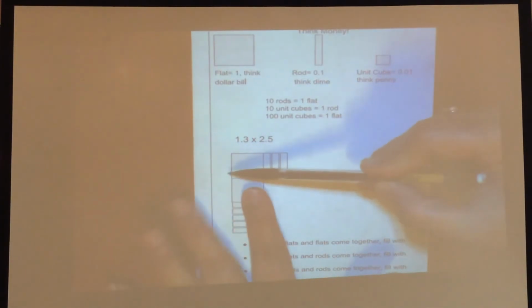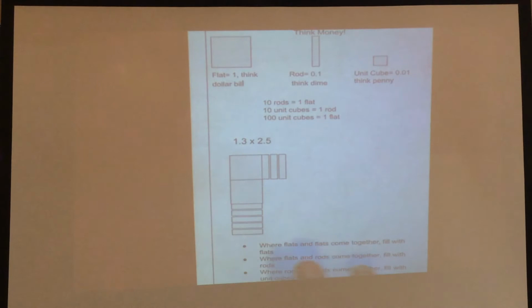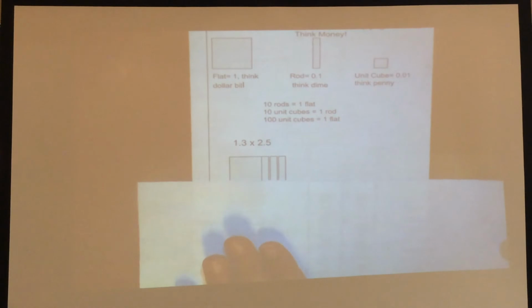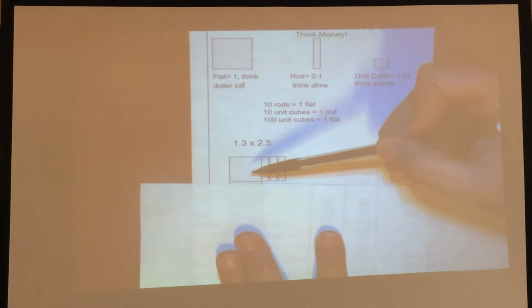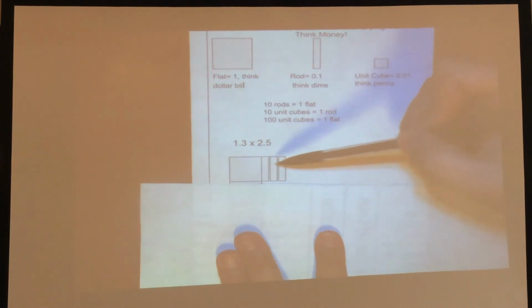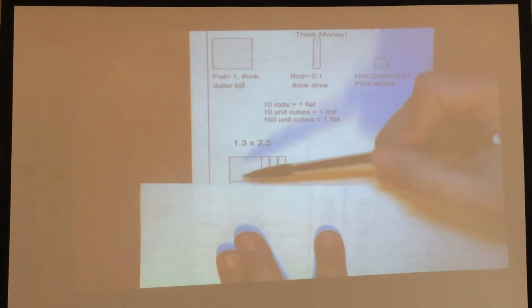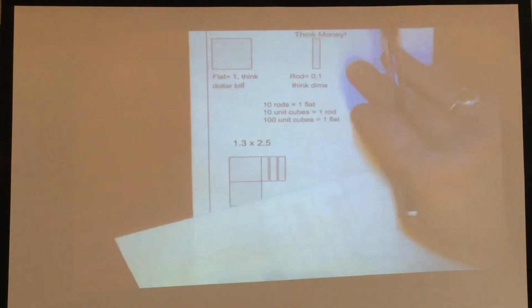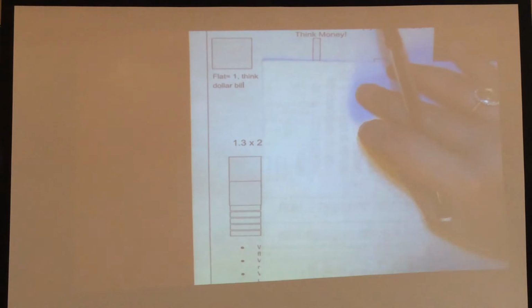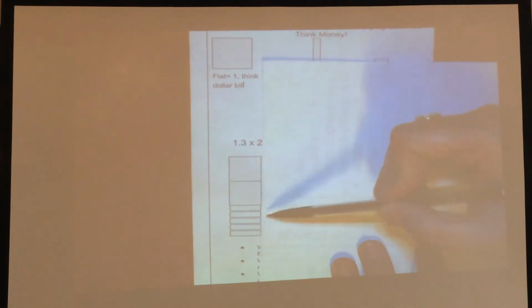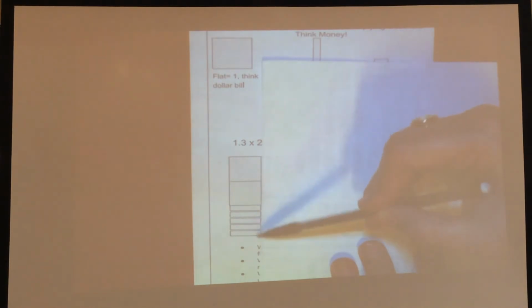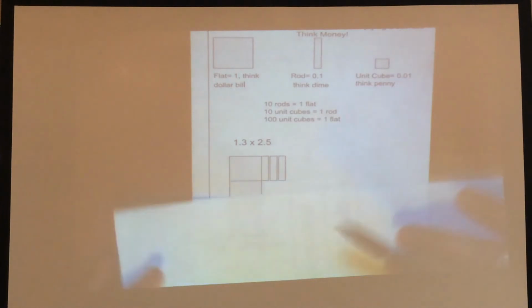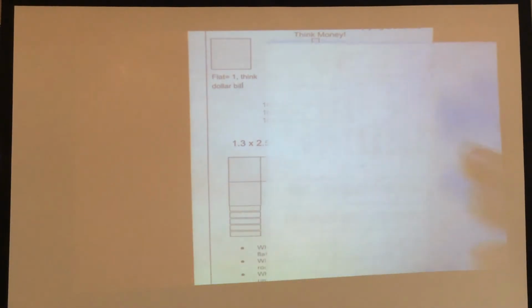Going across, this flat is worth how much? 1. These rods are worth what? 1/10. So I have 1 and 3/10 times, how many wholes? 2 and 5/10. Yes, 1, 2 wholes, and then 1/10, 2, 3, 4, and 5/10. So 1 and 3/10 times 2 and 5/10.